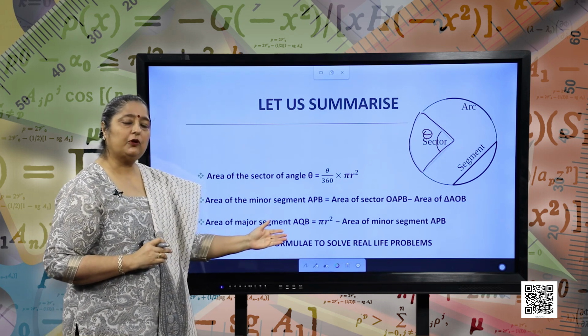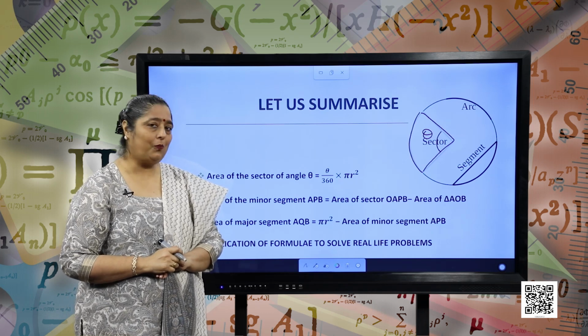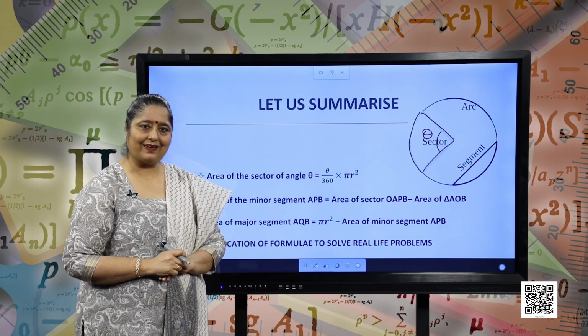Also, we have studied about the application of all these formulas on real life problems. I hope all the concepts are clear. Please take care. Thank you.